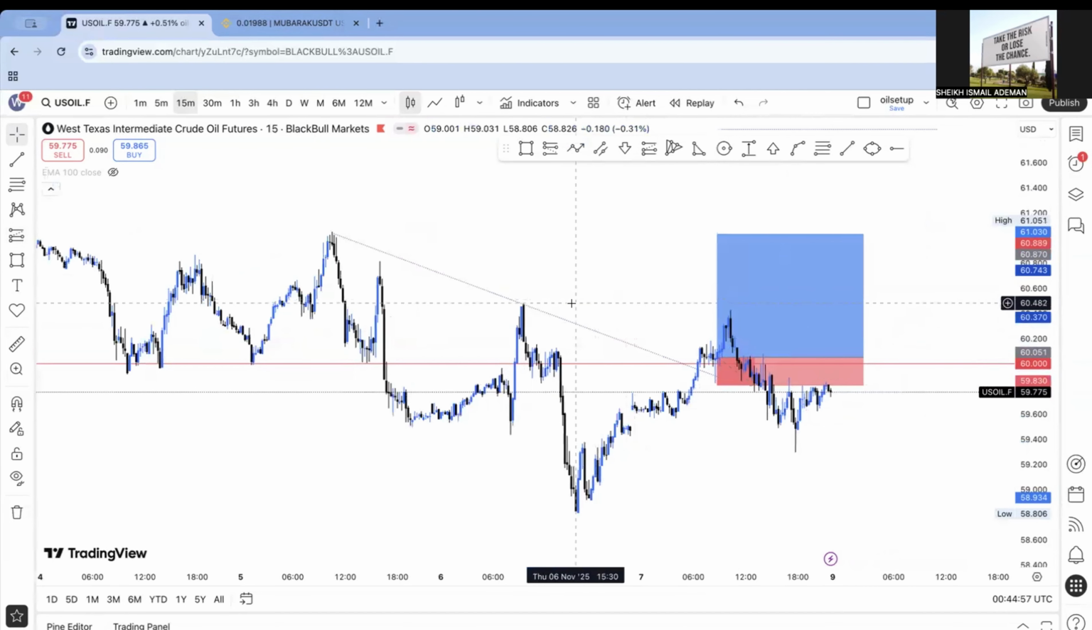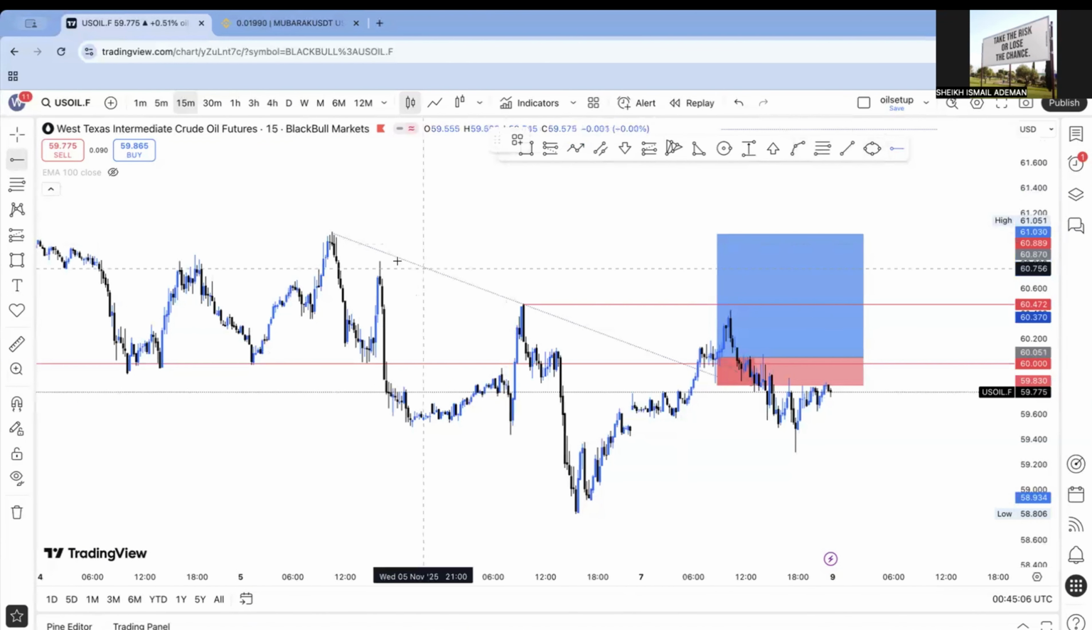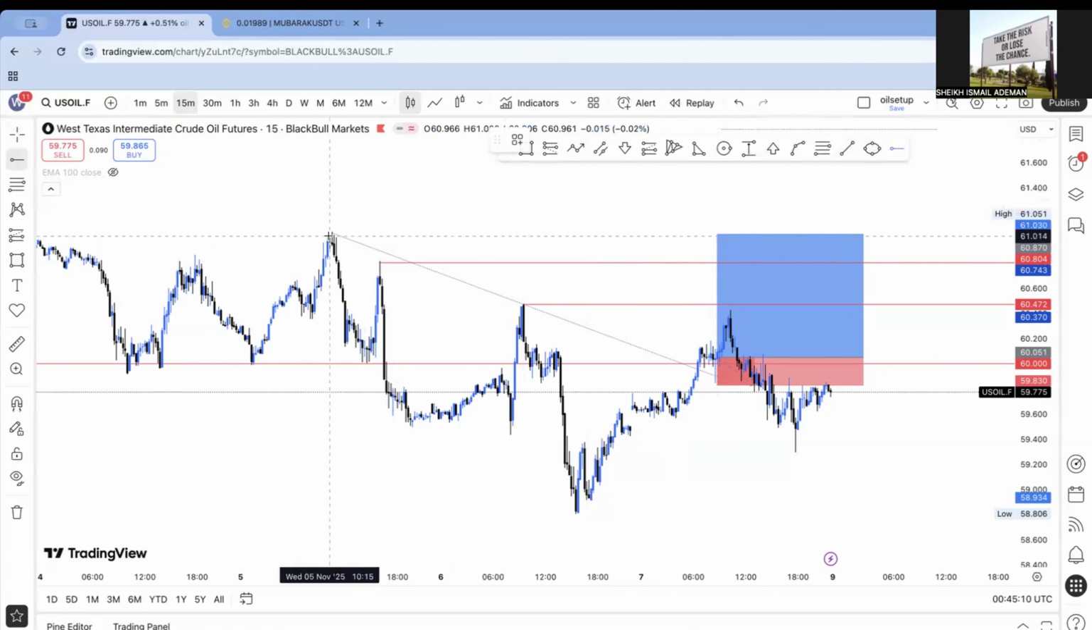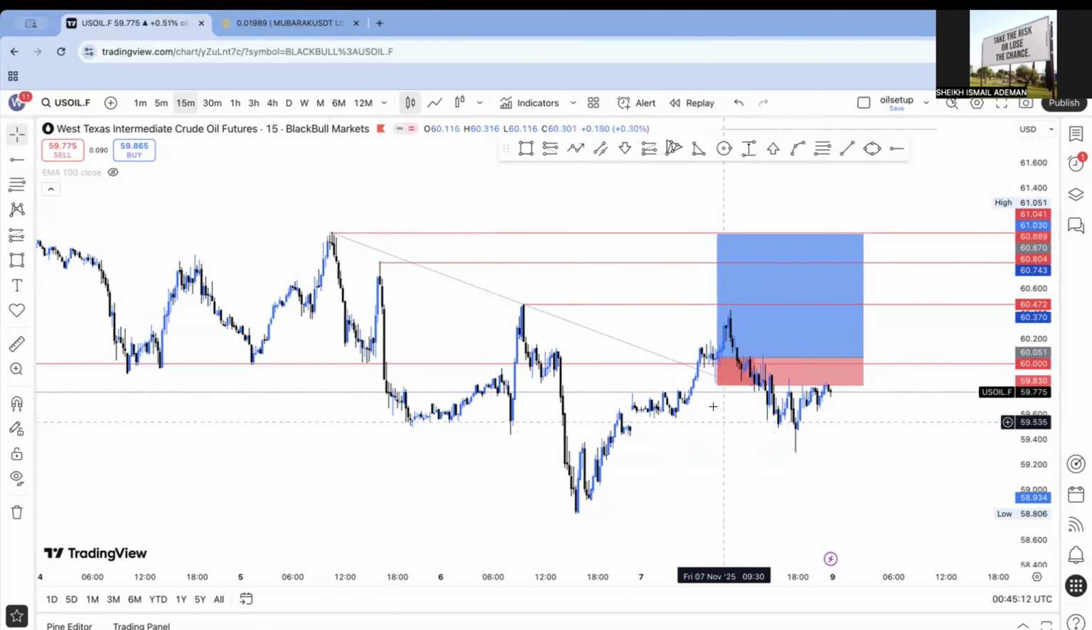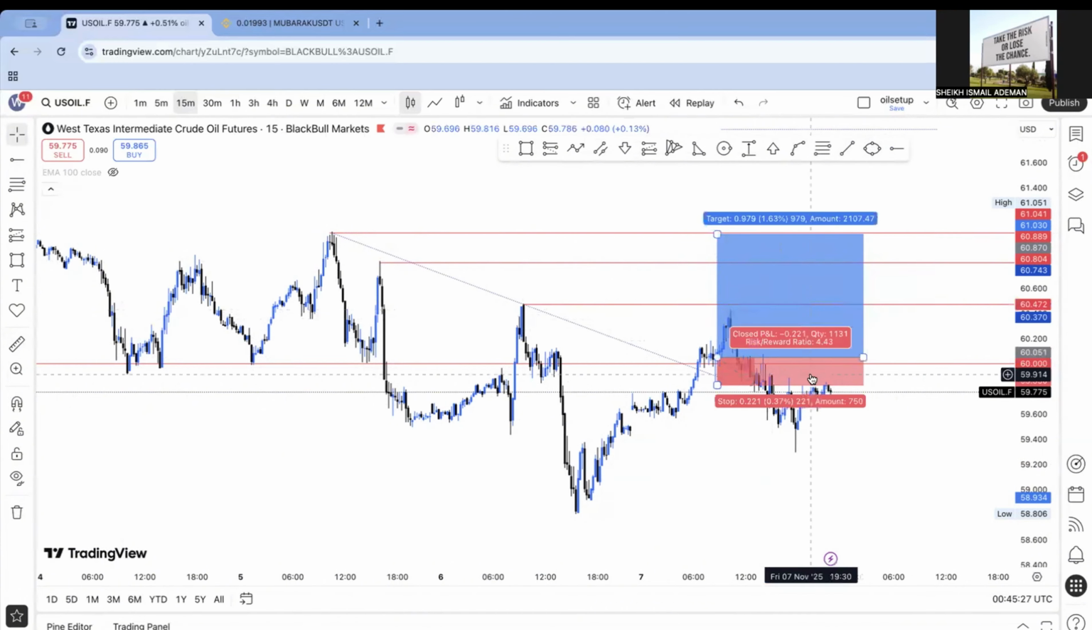And then we mark up these levels, and this, and this as well. So we can see it gave us a few pips. Let's see how many pips it did before. Okay, it gave us about 37 pips.